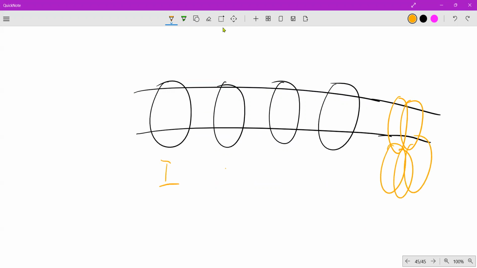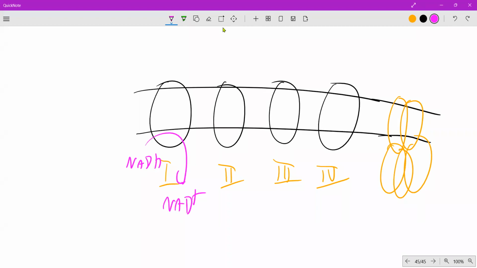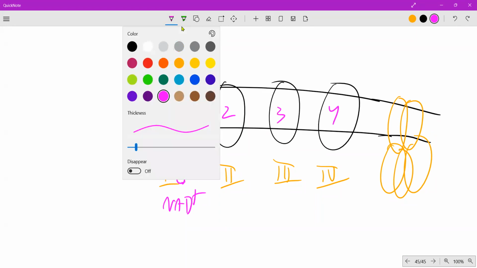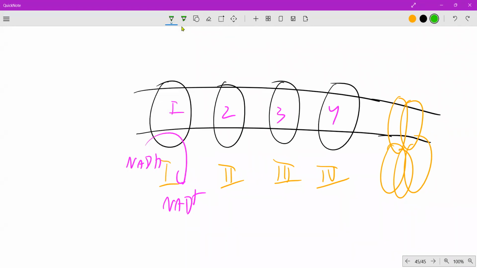Complex 1, complex 2, complex 3, complex 4. NADH is oxidized to NAD positive. Now the question is about complex 1, 2, 3, 4. When NADH is oxidized at complex 1, we get electrons. Electrons are liberated.